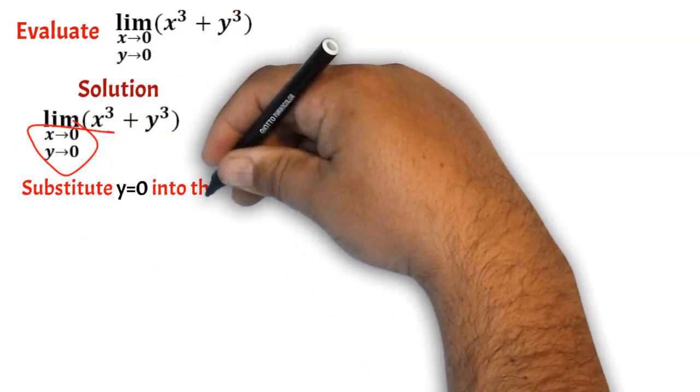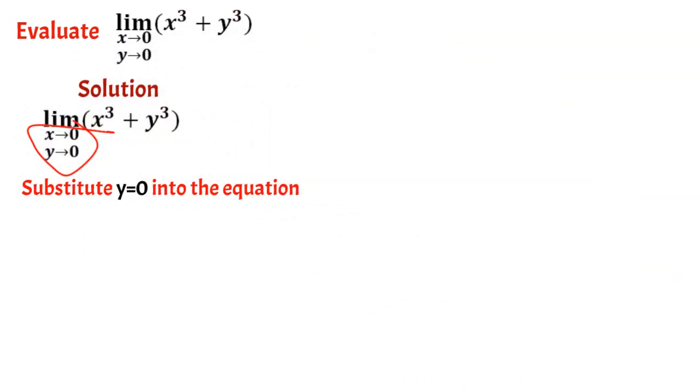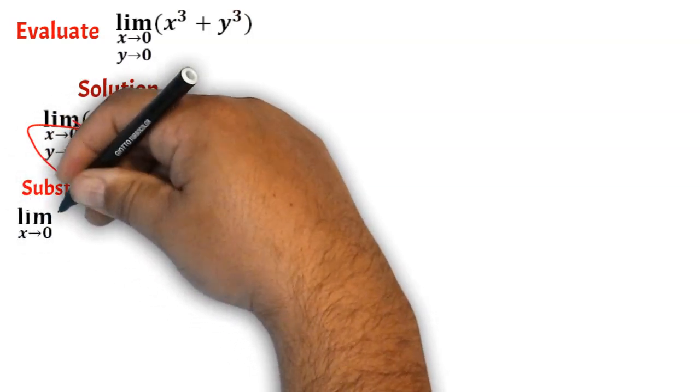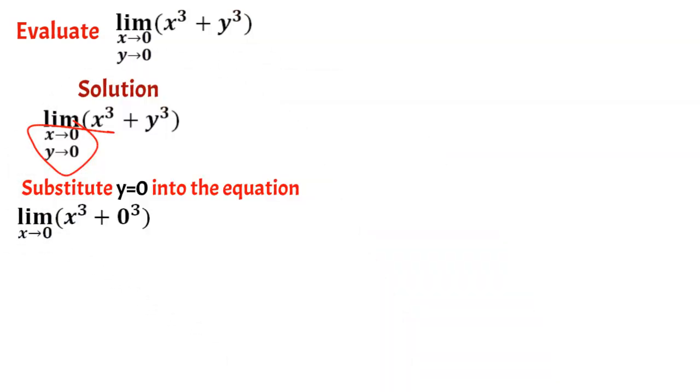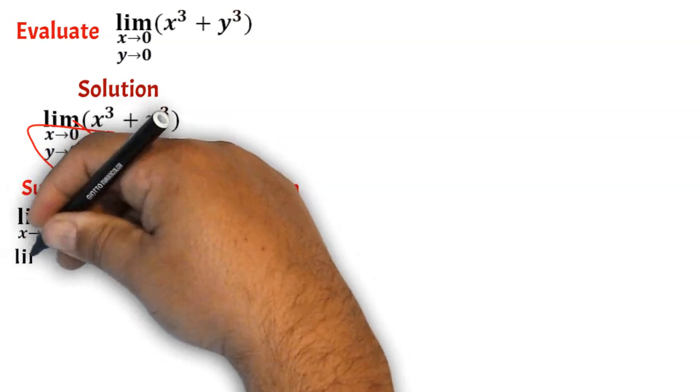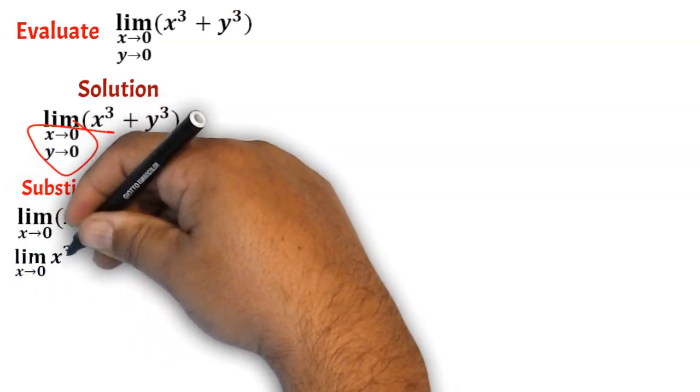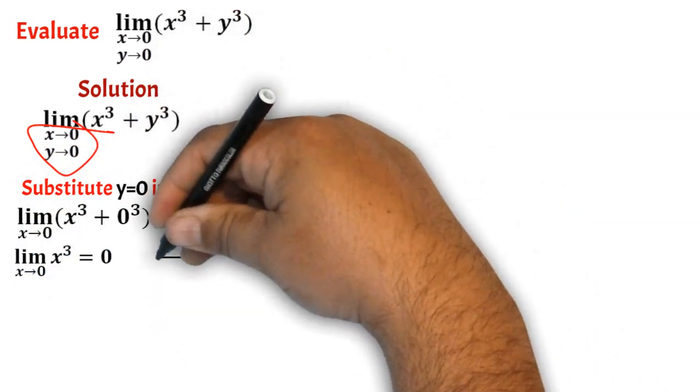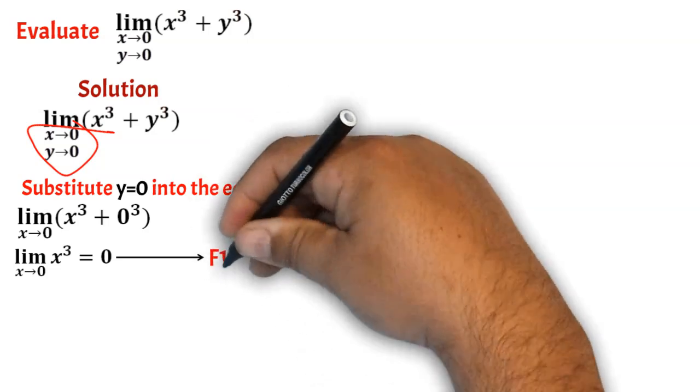That is, substitute y equals 0 into the equation. So we have the limit as x tends to 0 of x cubed plus 0 cubed. That will give us the limit as x tends to 0 of x cubed, which equals 0. So let's label this first result as f1 equals 0.